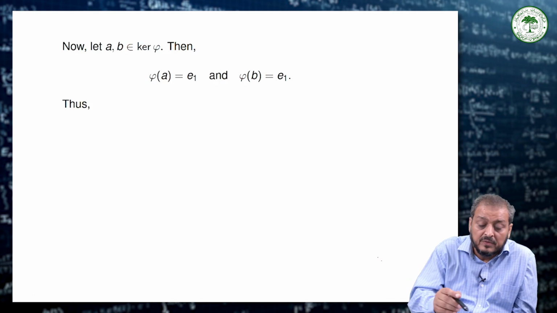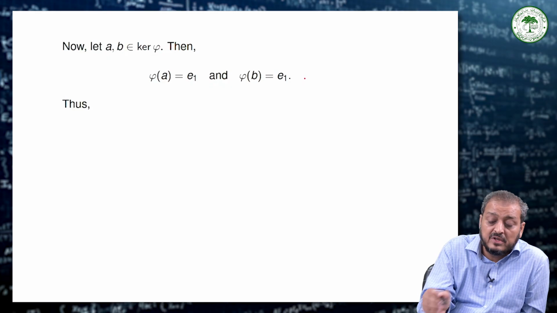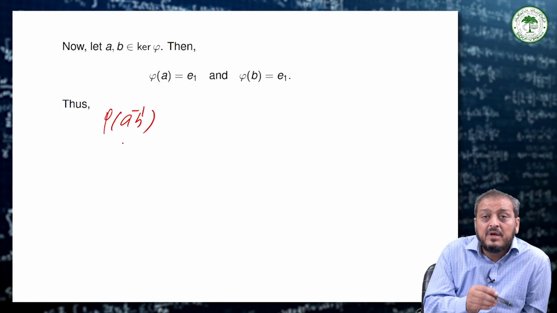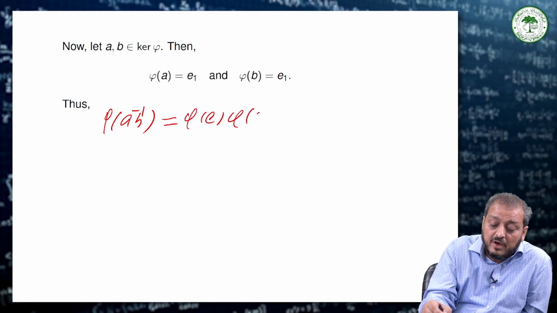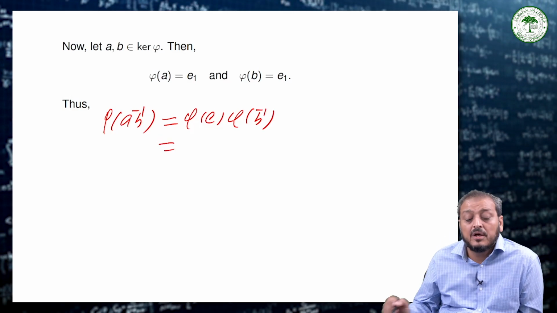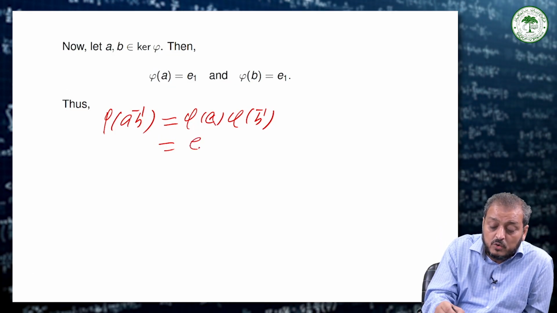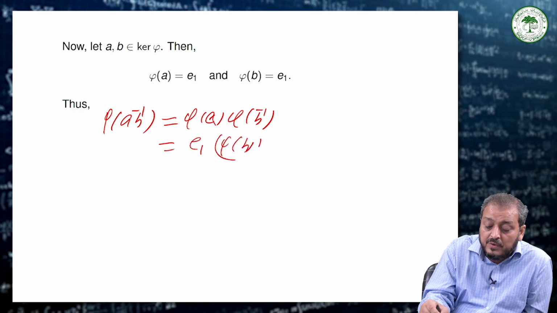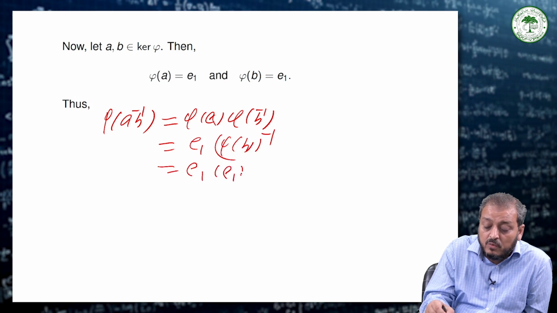So, let us try to prove this. We take A and B in the kernel, and consider phi of A B inverse. By using the homomorphism, this is phi of A and phi of B inverse. Phi of A is equal to E1, and phi of B inverse can be written as phi of B whole inverse, which is E1 inverse.